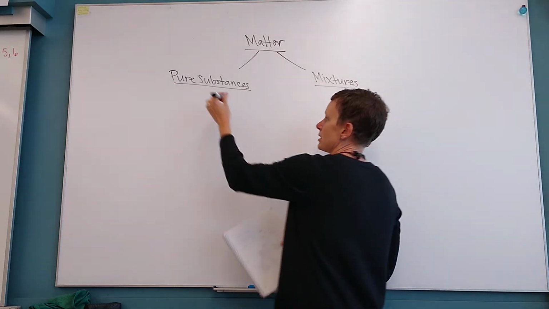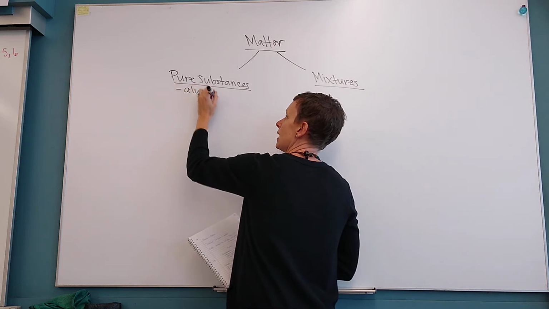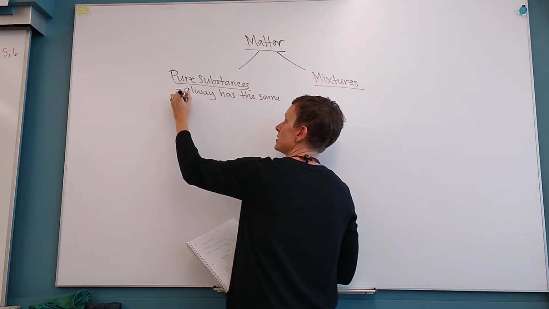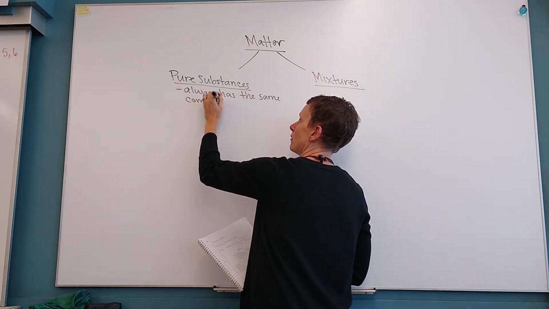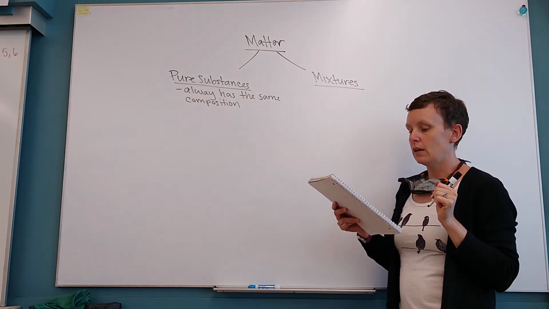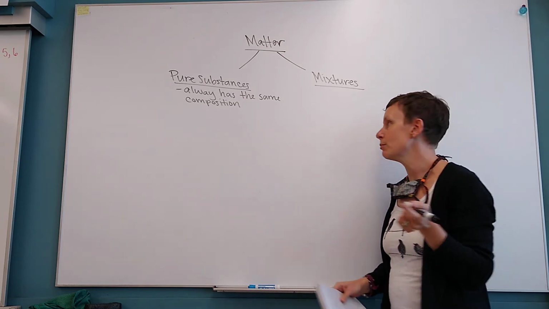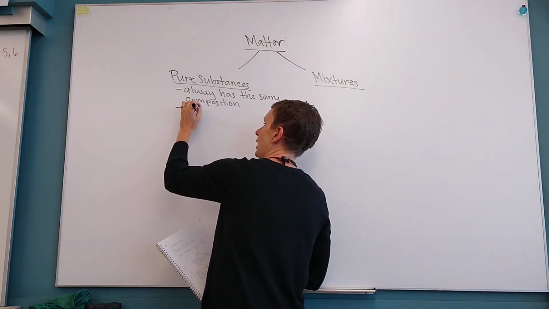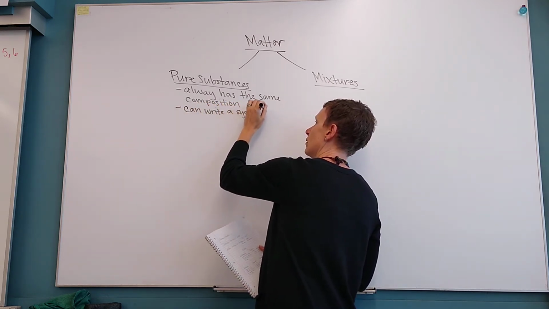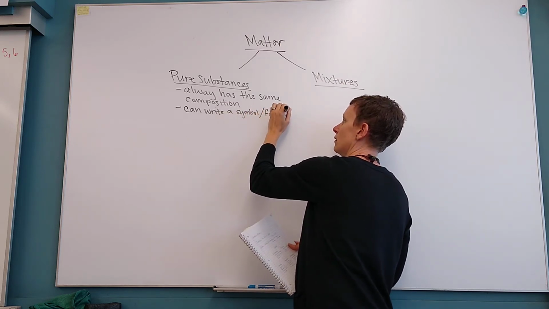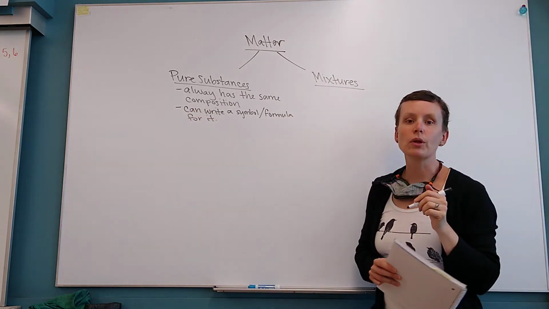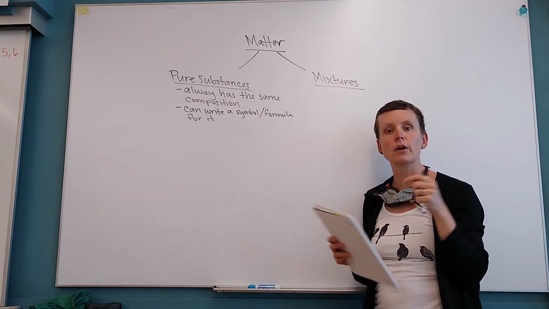So a pure substance always has the same composition. Pure substances always have the same composition. You can write a formula for it or a symbol for it. Okay, remember, a symbol is one of those on the periodic table. A formula just has more than one of those put together.